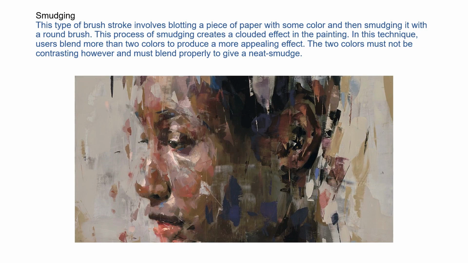Smudging. This type of brush stroke involves blotting a piece of paper with some color and then smudging it with a round brush. This process of smudging creates a clouded effect in the painting, and this technique blends more than two colors to produce a more appealing effect. The two colors must not be contrasting, however, and must blend properly to give a neat smudge. Now, this artist has created a portrait beautifully, with beautiful eyes and hair. You can even work out the hair and the ears and the value of the picture from where the light is reflecting on the face. All is done by this neat smudge technique.